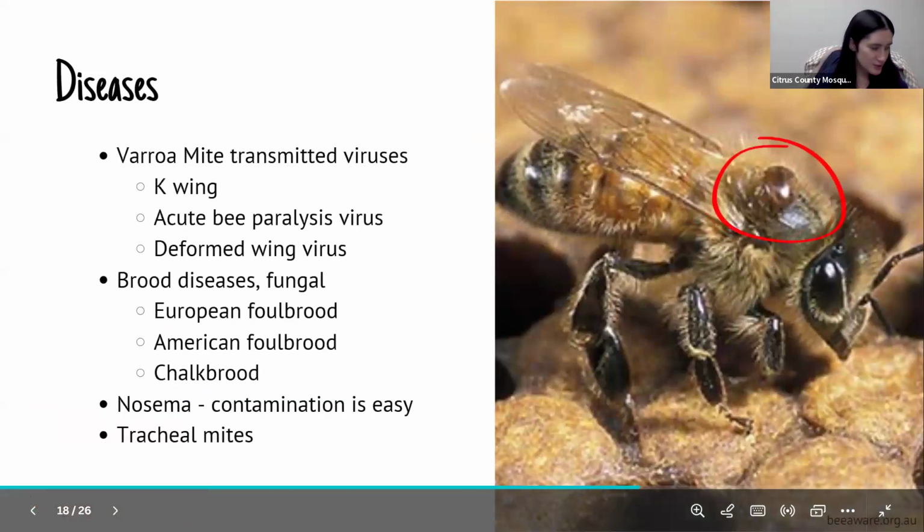Okay, so going into some of the varroa mite diseases that they can transmit. These are things that you might just want to look for when you're out inspecting your bees.